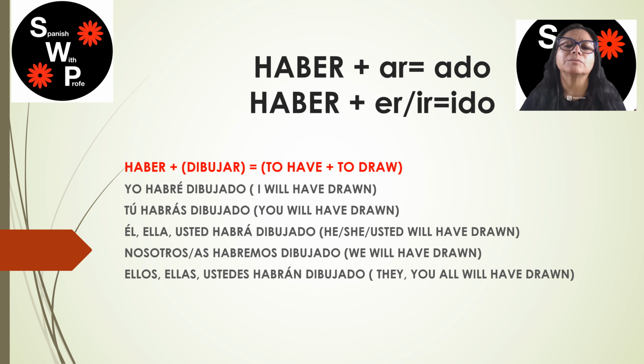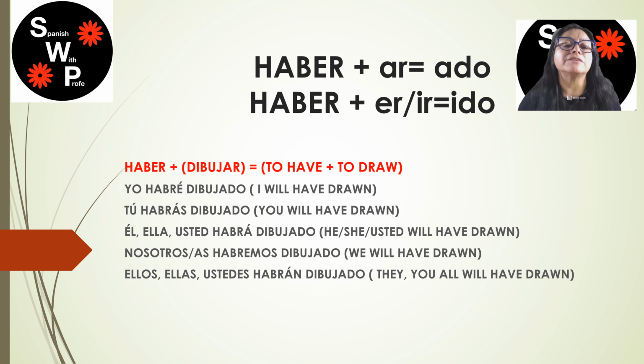Okay, continuamos. Haber plus -ar, and -ado, or -er and -ir. And I'm going to give you examples using one -ar verb, one -er verb, and one -ir verb, okay, in the future. So haber plus dibujar is equal to have plus to draw. Yo habré dibujado. I will have, you can see it right there. Tú habrás dibujado. Él habrá dibujado. Ella habrá dibujado. Usted habrá dibujado. Nosotros habremos dibujado. O, just women, nosotras habremos dibujado. Ellos habrán dibujado. Ellas habrán dibujado.